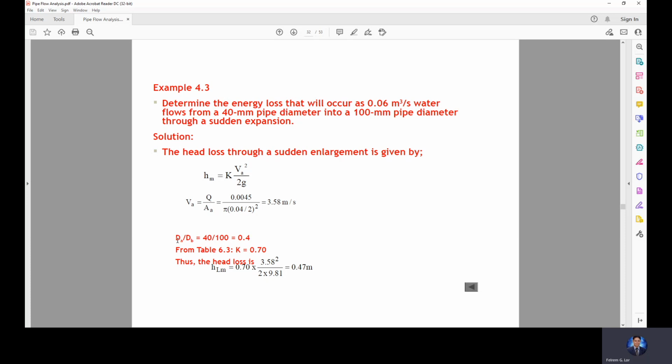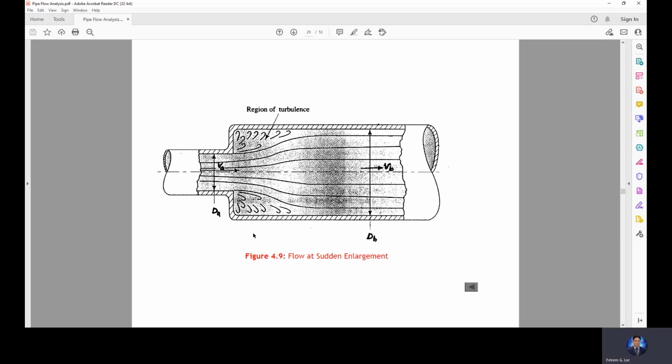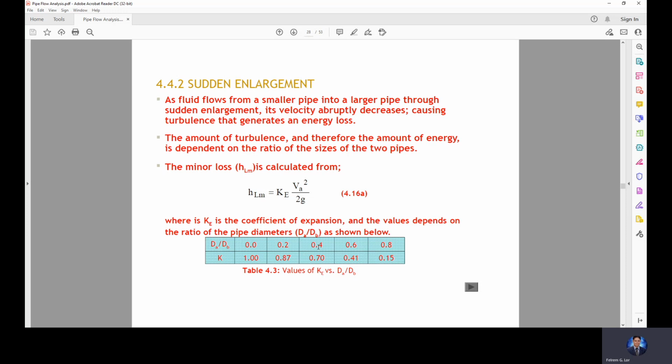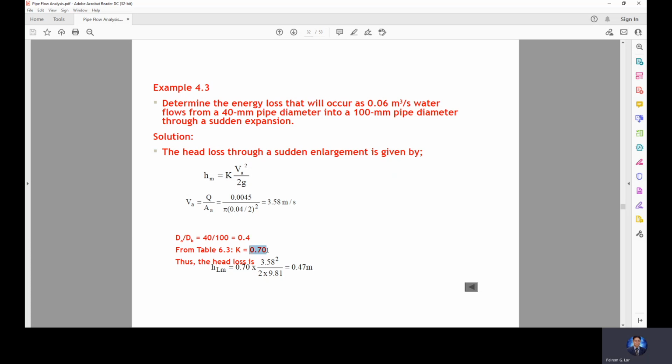So, kuha na ta ang ratio. 40 over, since 40 mm siya, 40 over 100, that's 0.4. So, naa man kay table, naa man ta, 0.4. Expansion. 0.4. Okay. So, your K is 0.7. K is 0.7. So, just multiply 0.7 to the velocity head. So, it will yield a head loss of 0.47 meters. Okay.